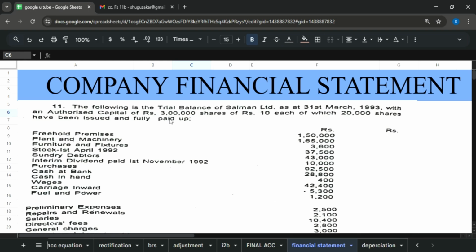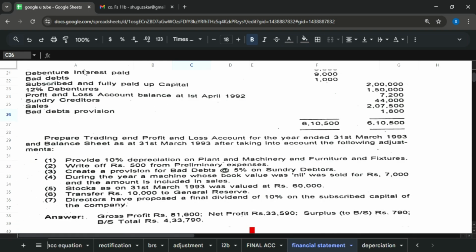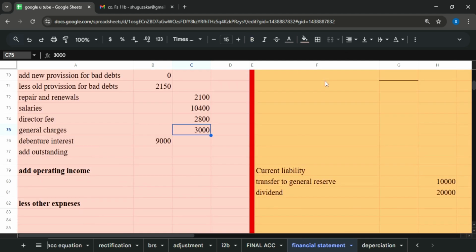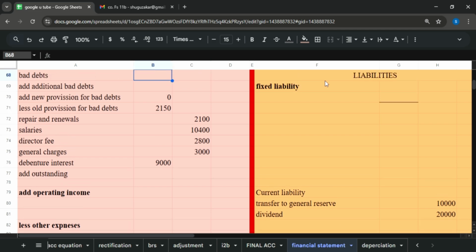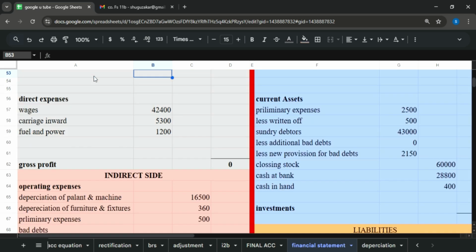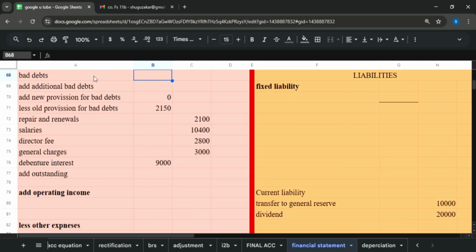Okay, after debenture interest, we have bad debts, the amount of which is 1000. So place is already fixed for bad debts. Here, look at here, in operating expenses you have already mentioned bad debts. So 1000 was the amount of bad debts. Here 1000, 0 was additional bad debts amount, and 2150 was amount of new provision. Let's get back.